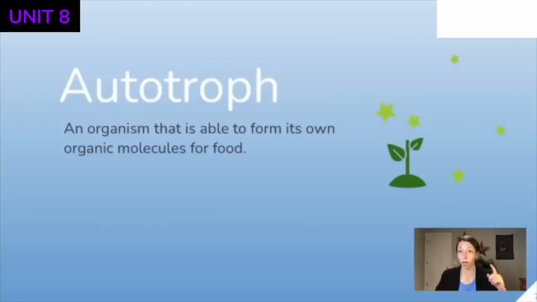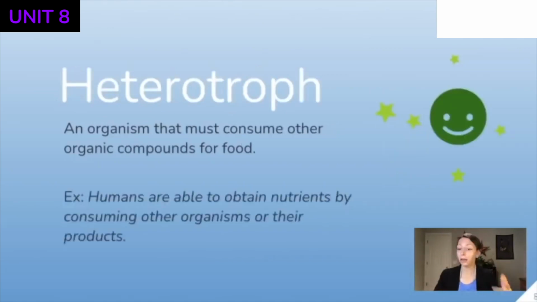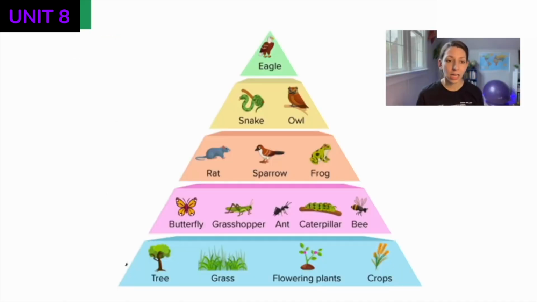Important word here is an autotroph, also known as a producer, but these are organisms that can make their own food or are able to form their own organic molecules for food. Plants are autotrophic. Heterotrophs are organisms that must consume other organic compounds for food, and that means consuming other organisms. Heterotrophs are consumers. For example, humans are able to obtain nutrients by consuming other organisms or the products of other organisms.